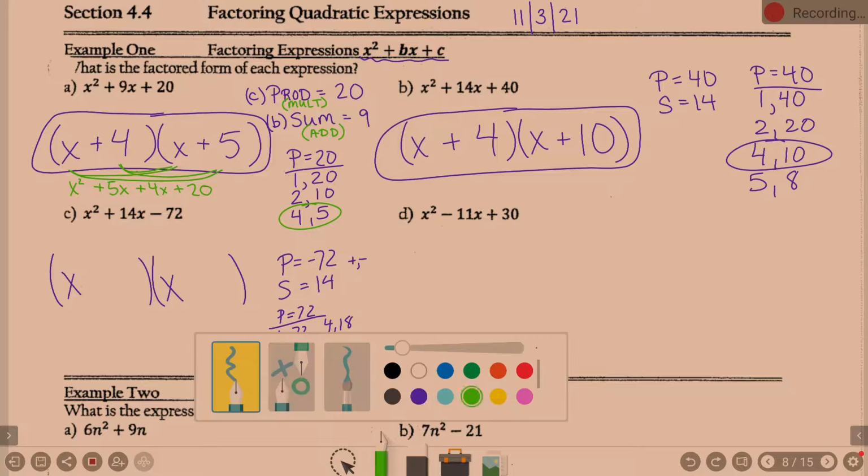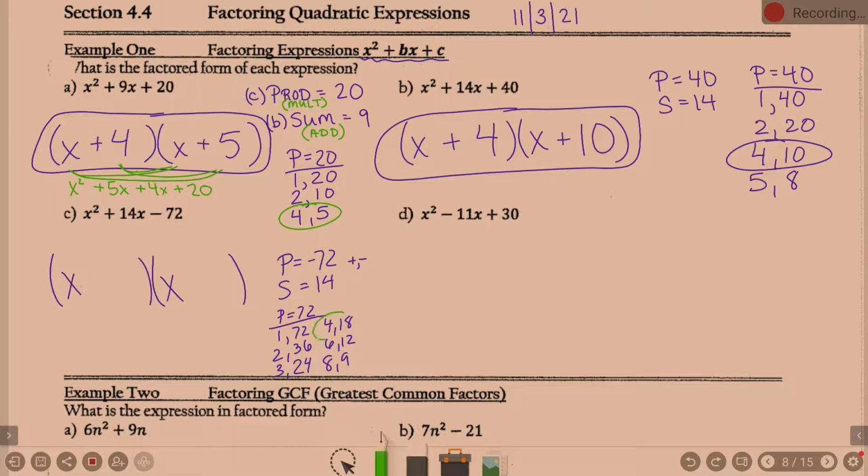So which pair do we need, the 4 and 18, that your teacher almost messed up on? The 4 and 18. We might not have solved this one. I would have been really confused.